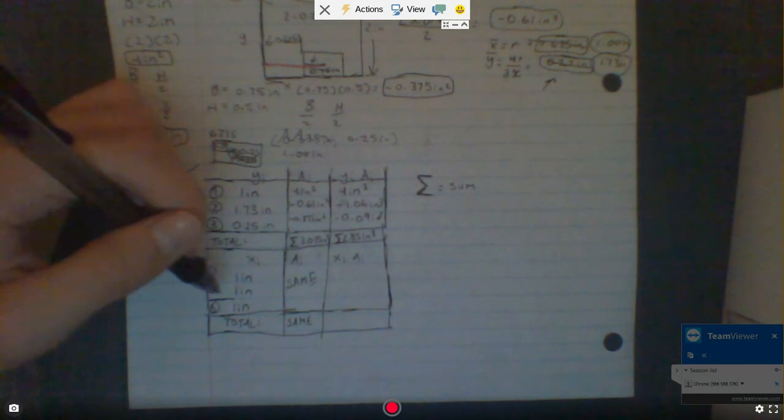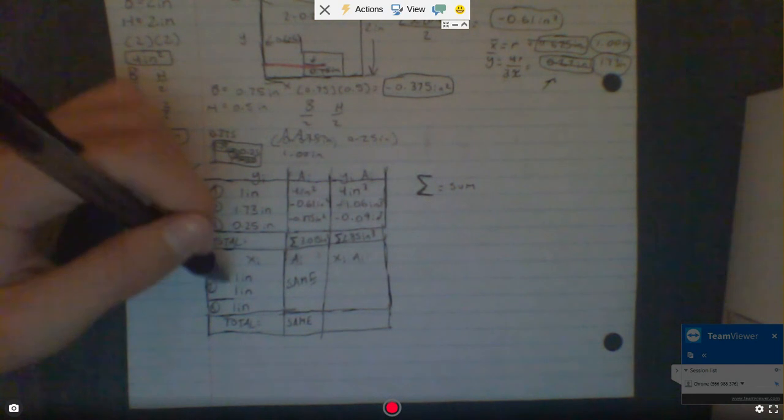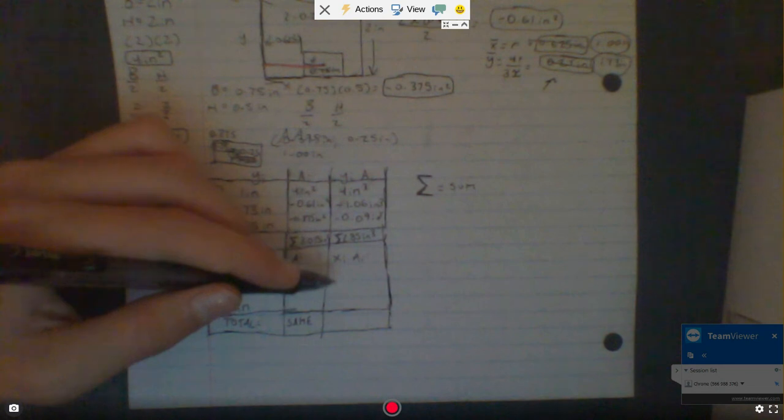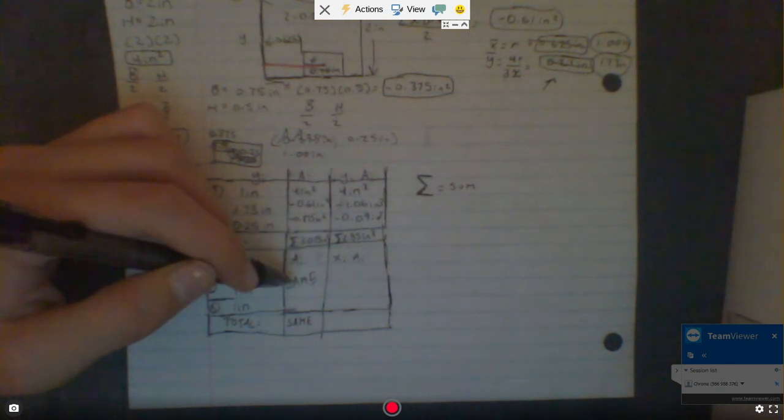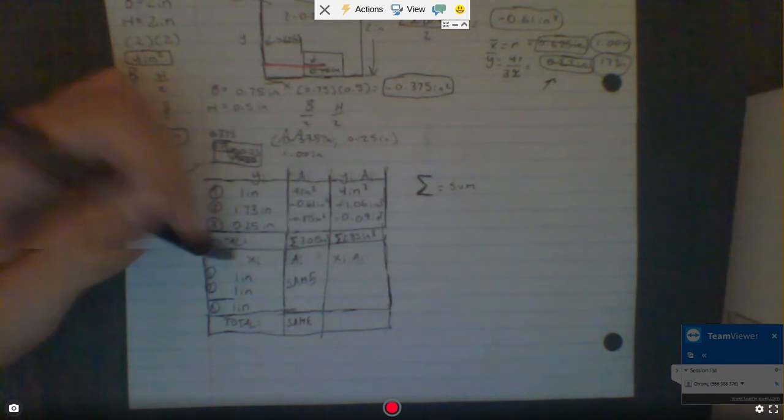So you see, all these are 1, so that means that all of these are going to turn out to be the same as these. So that means it's the same as this, because we're multiplying it by 1. So that means it's going to be 4 inches cubed. Well, the only difference is that it's cubed instead of squared.